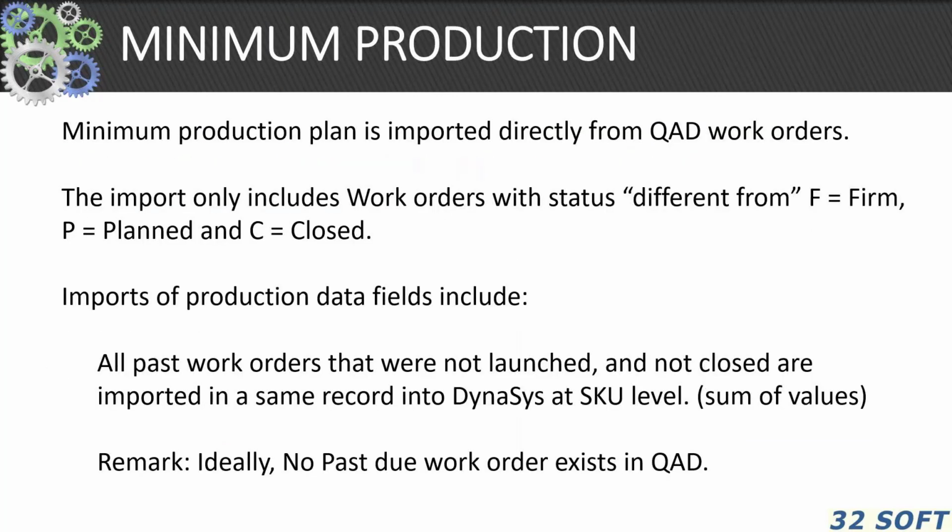The maximum or minimum production order is imported directly from QAD. Import only includes work order statuses different from firm, planned, and closed. The import of production data includes all past orders that are not launched or not closed, and they are imported into the same record in Dynasis at the SKU level as a sum of the values. So ideally, no such past due work orders exist in QAD.